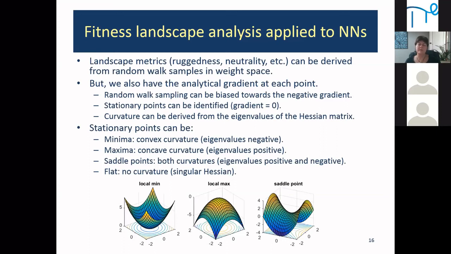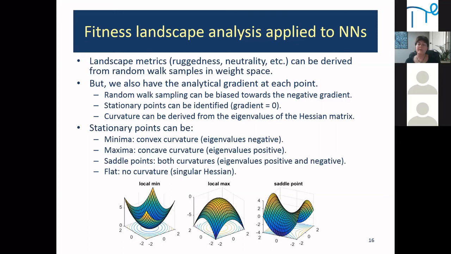Because the stationary point is when the gradient is zero. Now we know that stationary points can either mean minima, where there's convex curvature, or maxima, and that depends on the eigenvalues of the Hessian matrix. So we can query that and find out, are we dealing with a local minimum? Are we dealing with a local maximum? Or are we dealing with a saddle point?